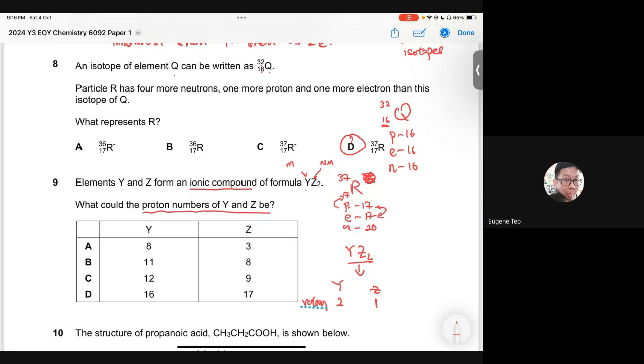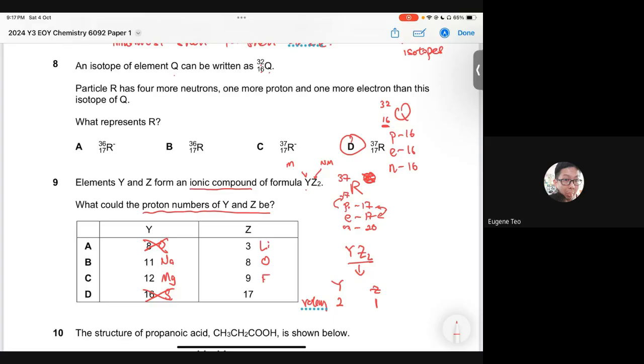I'll check out what elements they are, because I know the proton number. So Y, if it is 8 protons, it will actually be oxygen. 11 will be sodium. 12 will be magnesium. 16 will be sulfur. So I know that A and D cannot be the answer because Y should be a metal, right?